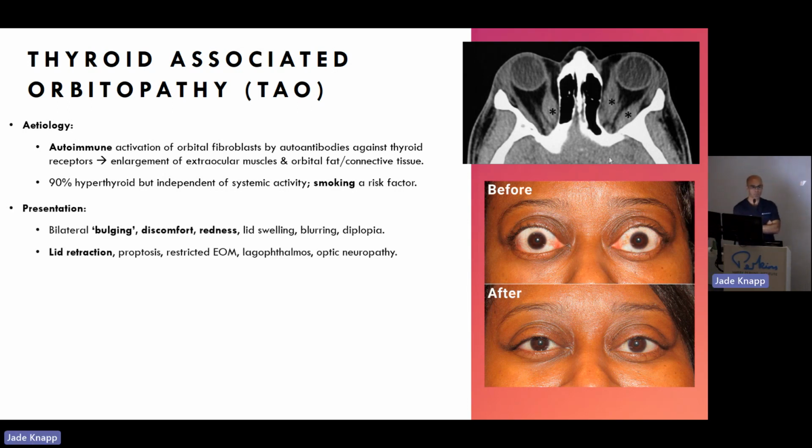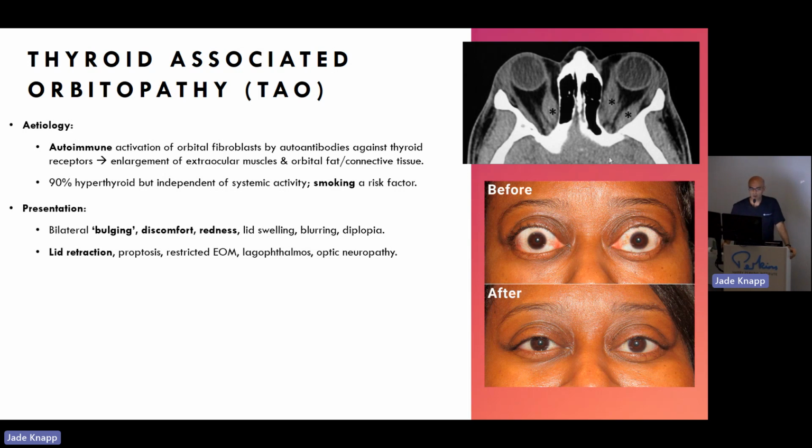So what's the presentation? Bulging eyes, discomfort, redness, as we've said. When it's really bad, though, they can get diplopia, double vision. If your muscles become swollen enough, they can't turn the eye properly. So you can have one eye looking out here, the other eye looking in a different direction, and then you've got two images, which is what causes double vision, right? Eyes looking in different directions.